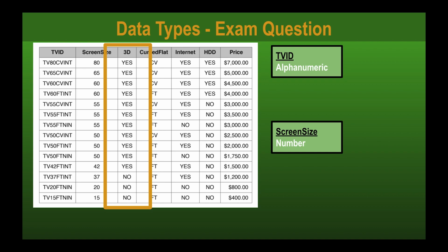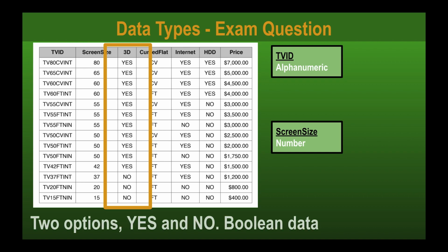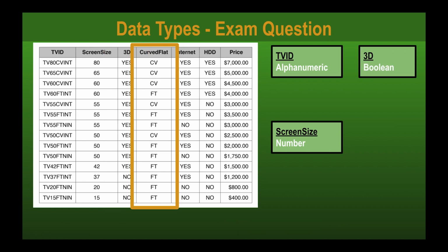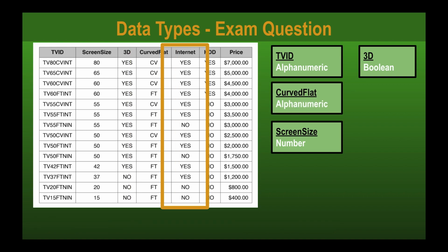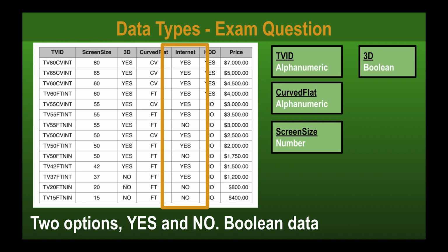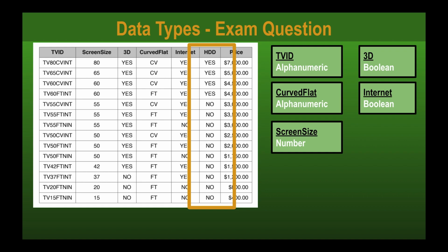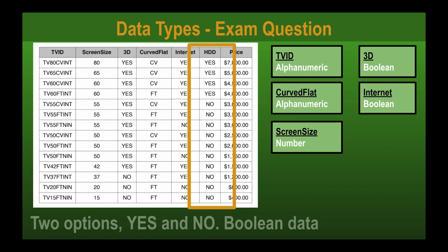Next is the 3D. So that is a yes, no category. Yes, no, on, off, true, false, two options, Boolean. Curved and flat: letter data. Letters are alphanumeric. They are text. So it is a text or string alphanumeric field. Next we have the internet. Why, that's another yes, no. Yes, no, true, false, Boolean. What's next? Well, it's HDD, so is this high definition? Why, yes it is. Oh, no it's not. Yes, no, true, false, Boolean.